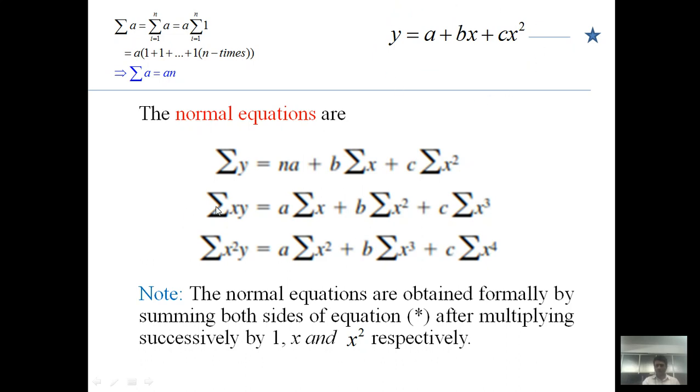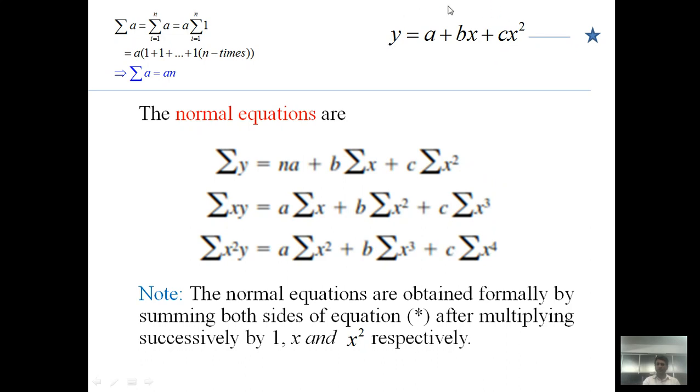To get the second normal equation, we have to multiply by x as well as take summation on both the sides. So multiply by x, so xy, take summation, so sum of xy. Multiply by x, that is ax, and also apply summation, that is a into sum of x. Bx into x, so bx square, but b is constant, so b is outside, so sum of x square. Cx square into x, so cx cube, but c is constant, so outside, into sum of x cube.